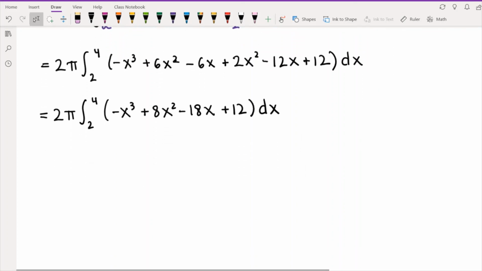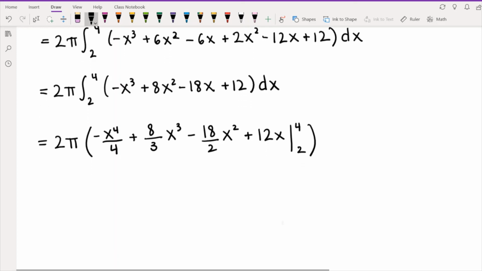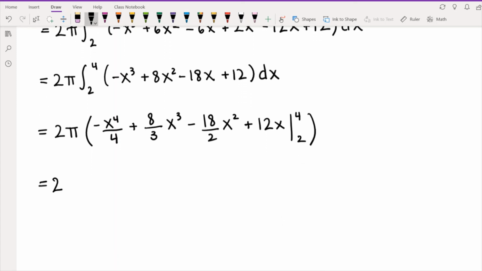Okay, so our antiderivative for the first part is going to be negative x to the 4th over 4. And then we have 8 over 3 times x cubed. And then we have 18 over 2 times x squared. And then we have 12x, and we're evaluating at 4 and at 2. So let's start plugging some stuff in.